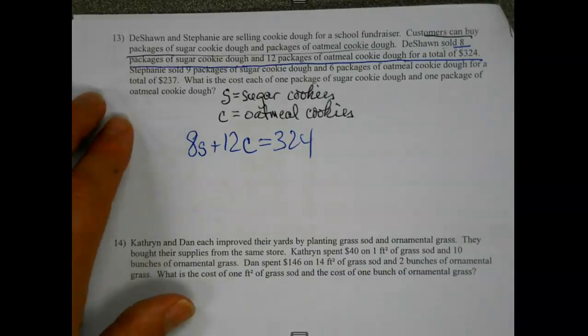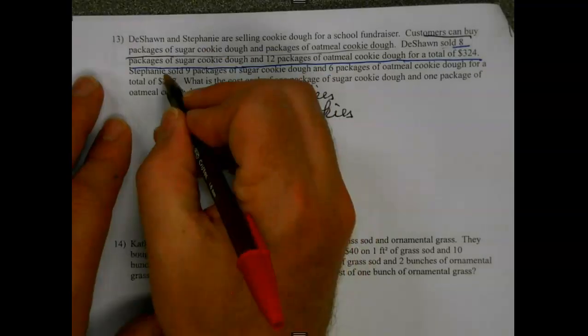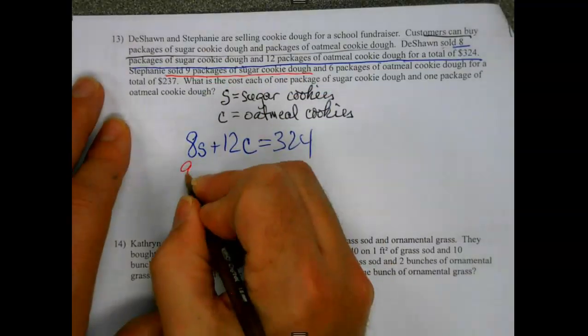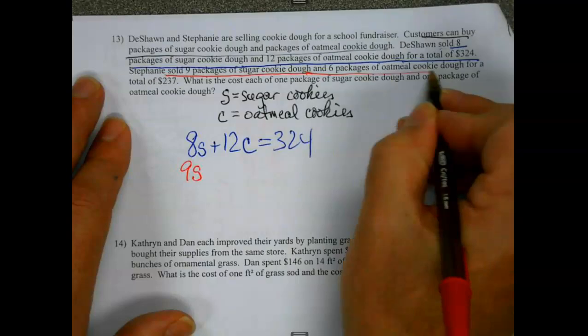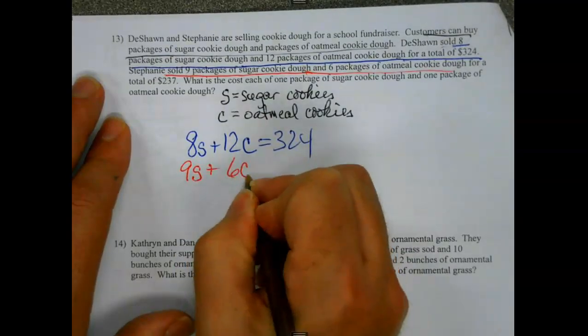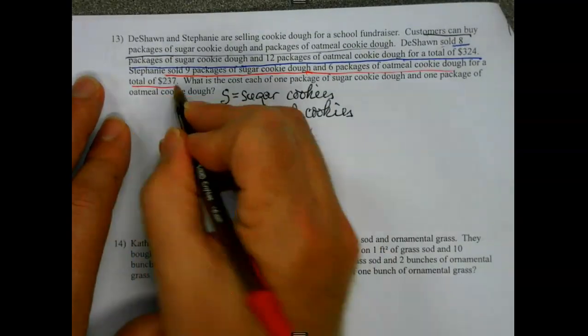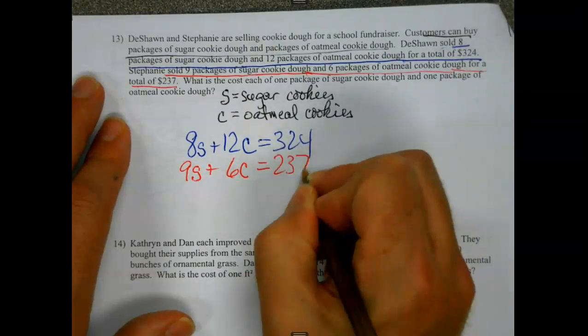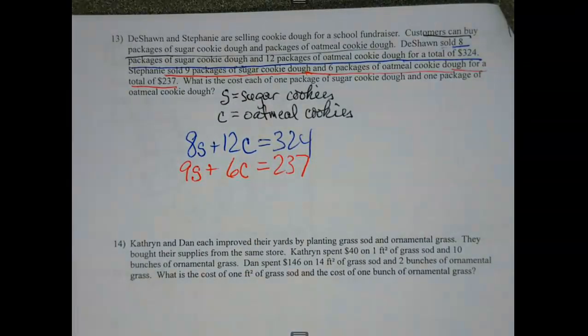Then we go to the next sentence. Stephanie sold 9 packages of sugar cookie dough and 6 packages of oatmeal cookie dough for a total of $237. So those two sentences gave me my two equations, as straightforward as can be. But now I need to figure out how much one package of each costs. So I got to go back to what I was just doing. Unfortunately, I cannot add down. That is not going to work on this one.